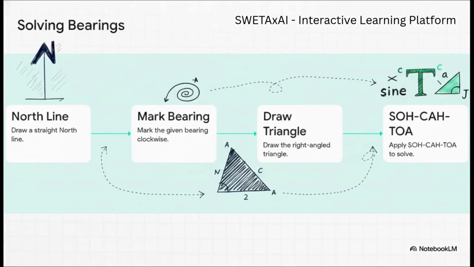I know bearing problems can seem intimidating, but whenever you encounter one, don't panic. Just follow this super simple, foolproof 4-step procedure. First, draw a north line pointing straight up. Second, measure and mark your given bearing clockwise from that line. Third, just turn that path into a right-angled triangle. And finally, fourth, reliably apply your SOH-CAH-TOA skills to map out your exact distances or coordinates. It works every single time.